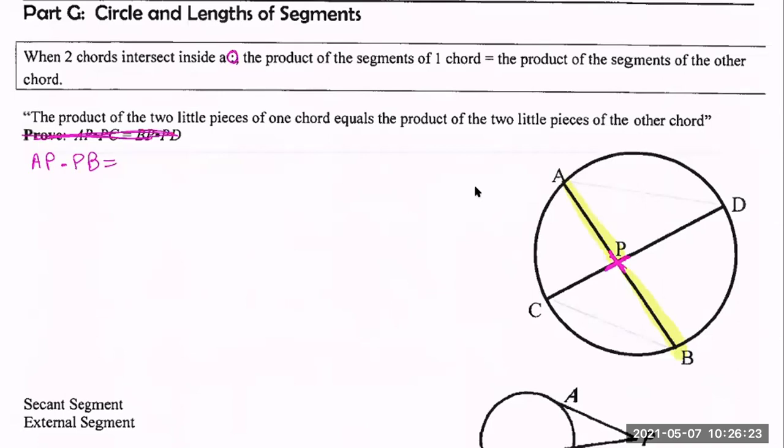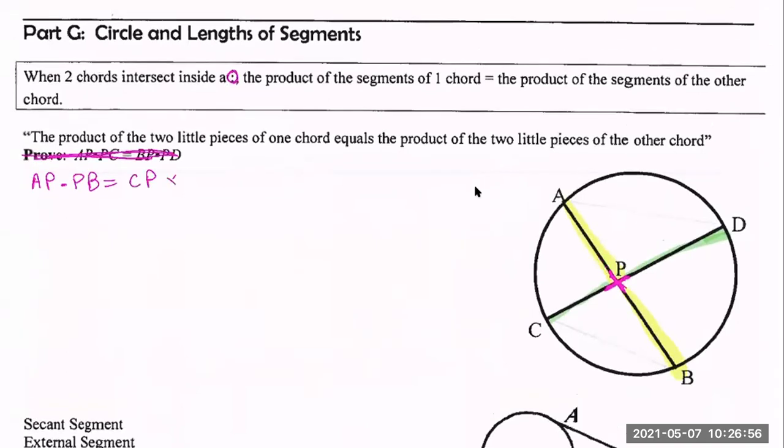In the chat, what do you guys think the rest of the statement should say? Times the two little pieces of the other chord. Yes. Not too hard to remember. Notice that we're talking about segments, not angles. It's the length of each one of those segments. So very good, CP times PD. I'll just put the times symbol there.